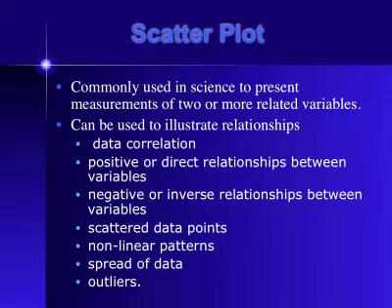They can be used to illustrate relationships by data correlation: positive or direct relationships between variables. That means as one increases, so does the other. Negative or inverse relationships between variables. As one increases, the other decreases. Scattered data points showing no correlation. Nonlinear patterns. Spread of data, and it's really good for helping us to identify those outlier points that are outside of the norm.